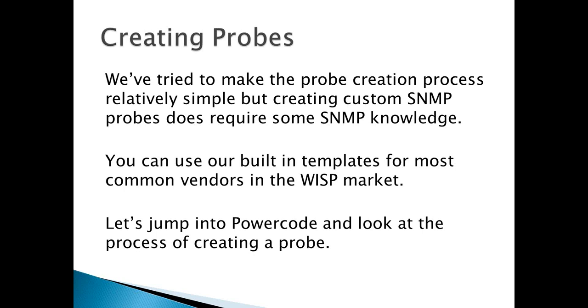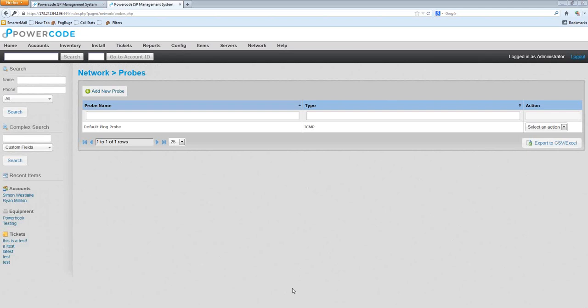So I'm actually going to jump into my Powercode installation now and take a look at what building a probe really looks like. If you go to Network and then Device Probes, you'll see a list of all the probes. Right now all I have is this default ping probe. We can make as many probes as we want, so I'm going to make a couple in here and show you what that looks like.